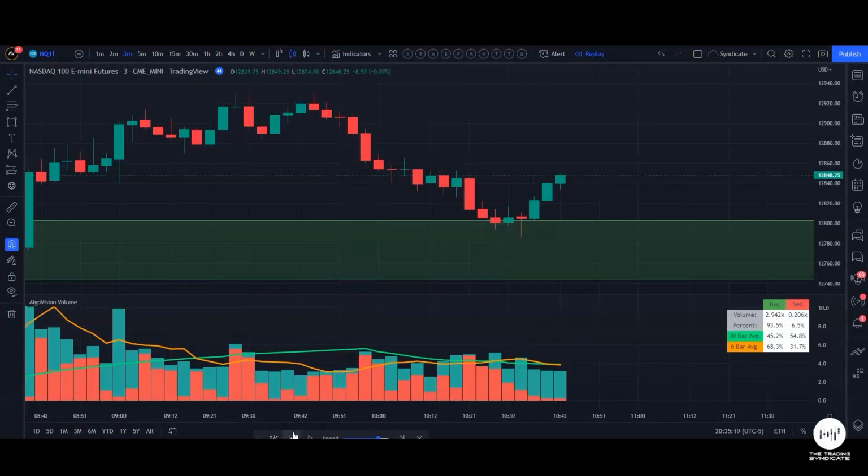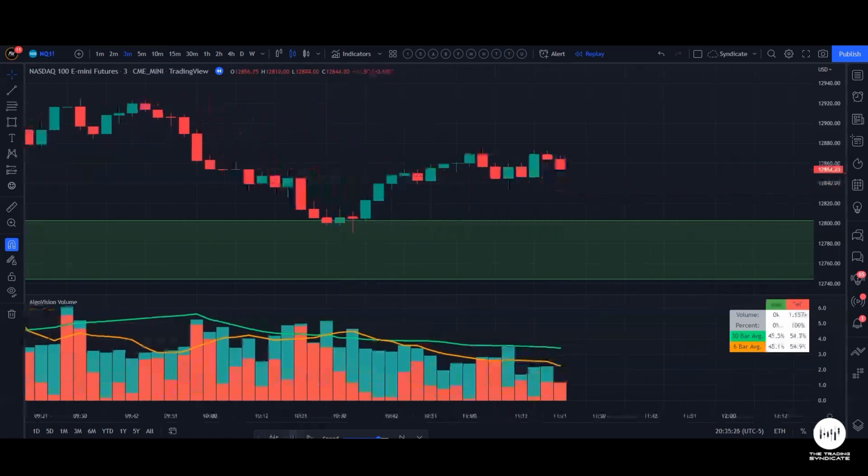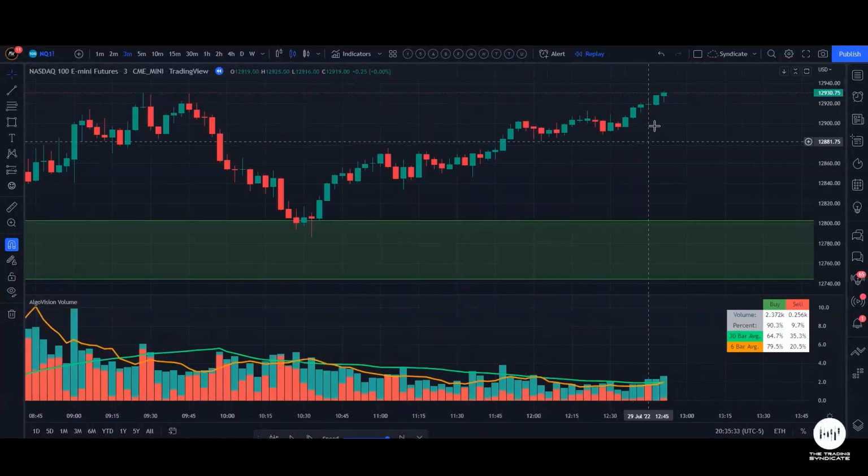Now, as we watch this play out, we get a pretty strong bounce off of this level. And as we just saw that play out, we did see a pretty nice bounce off of the level where an upside move did occur.